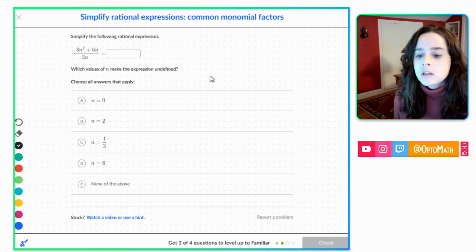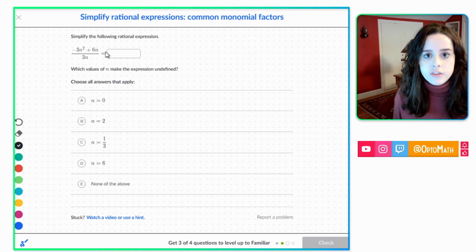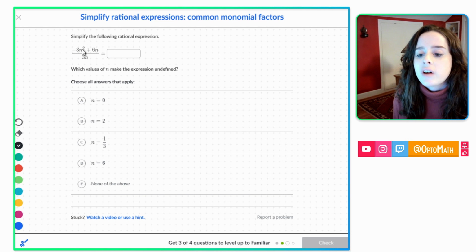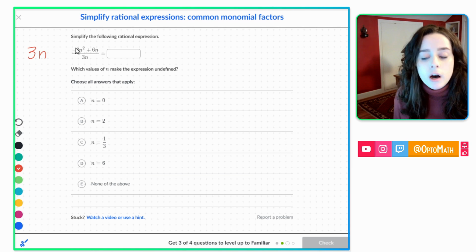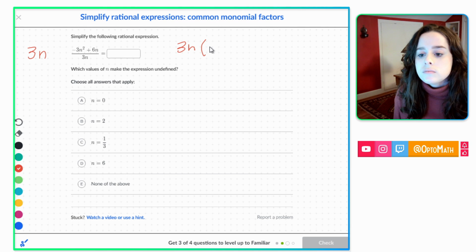Let's do another one. Notice on this one, our numerator has more going on than the denominator. So we're going to see if we can simplify anything with our 3n here. In our numerator, 3 is a factor of 3 and 6. So we're able to take out a 3 for our GCF, and there's an n in all of our pieces. So that's our common monomial factor. Let's factor it out in the numerator and denominator. 3n, and then we have negative n left over from our negative 3n squared.